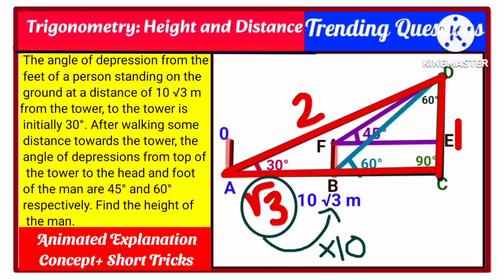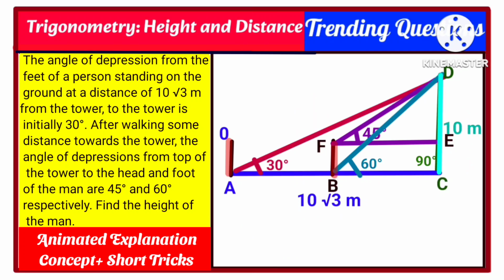So here if we want to find the length of DC, then you need to do 1 into 10, because 1 is our assumption, and if we want to go to the real value, you need to multiply by 10. So 10 meter is the height of this particular tower.